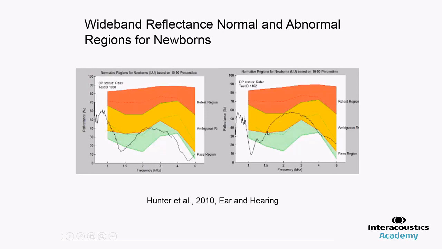On the right side, we have an ear that referred on DPOAEs, but it looks like we have a mild middle ear problem because this ear is showing reflectance that's in the middle range, which is more of an ambiguous region. If it was completely in the red, that would be very clear that we've got a middle ear condition, but in this case, we have a mild middle ear problem that's causing increased reflectance. Again, I just want to point out, not to be a broken record, but the main region that's most important here is the 1 to 4 kilohertz region.